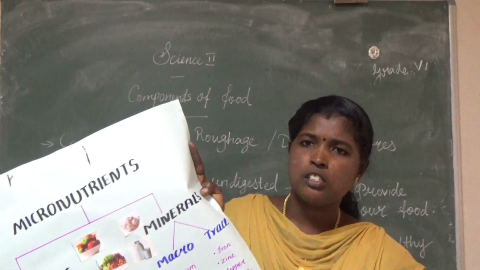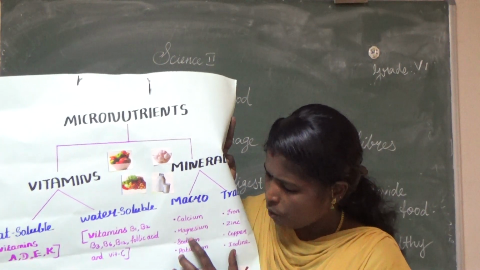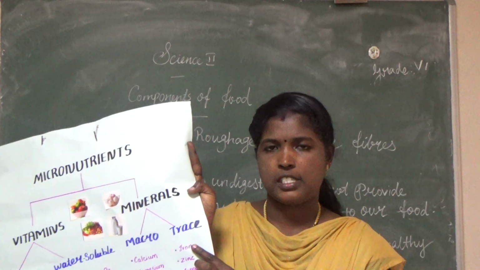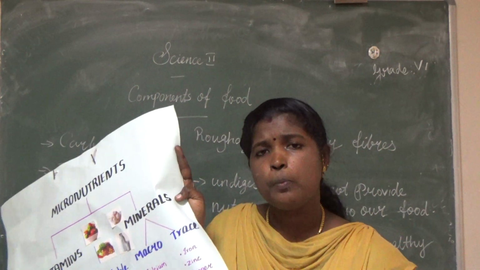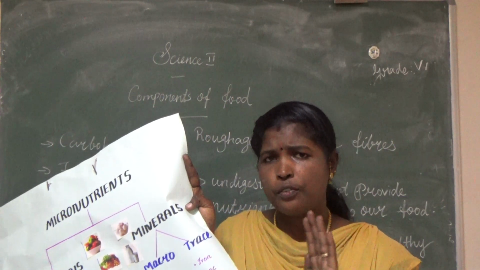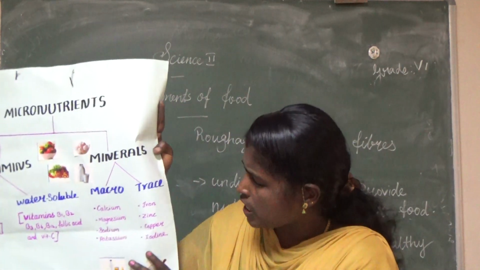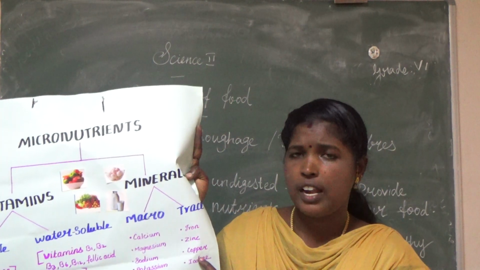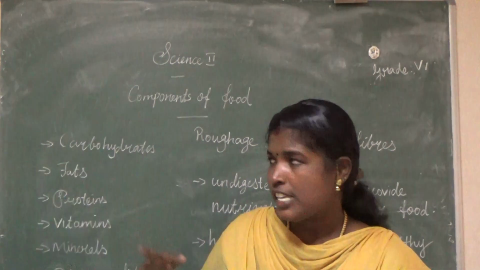What are the examples of macro minerals? Calcium, magnesium, sodium, potassium. Trace minerals are needed by the body in very small amounts compared to macro minerals. What are the examples of trace minerals? Iron, zinc, copper and iodine. These are the trace minerals. Are you clear? Once again, listen.